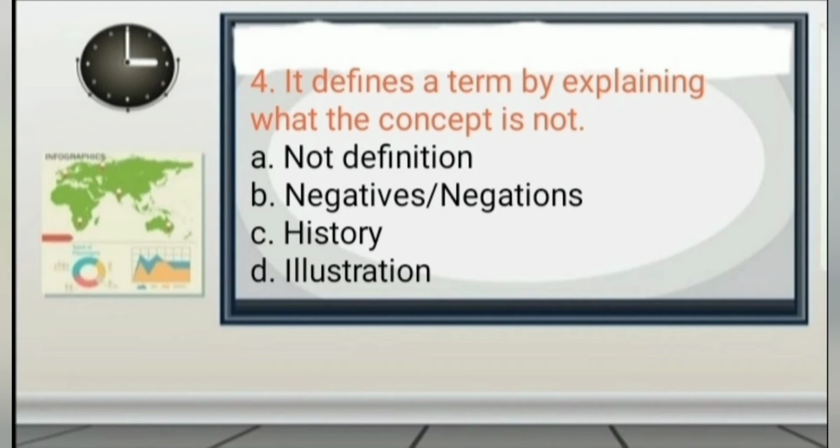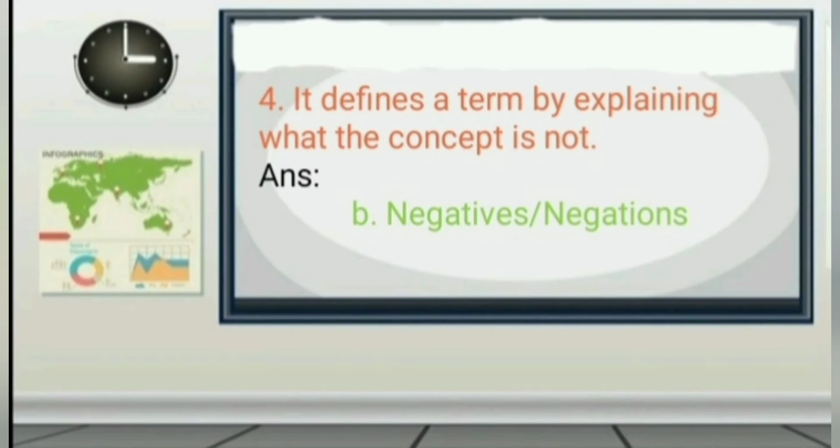Number 4. It defines a term by explaining what the concept is not. A. Not definition. B. Negatives or negations. C. History. Or letter D. Illustration. And the answer is letter B. Negatives or negations.